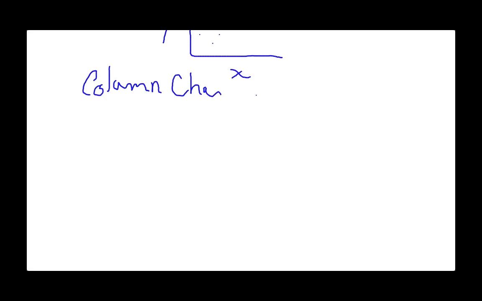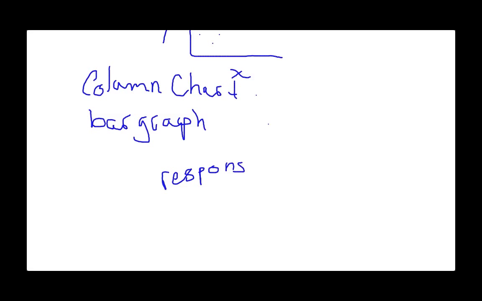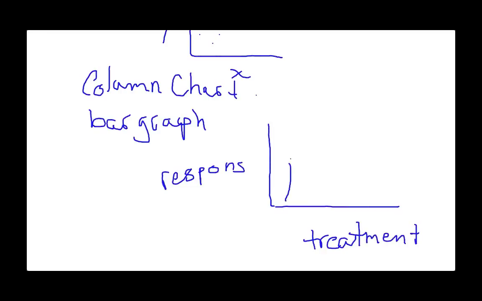Another common type of graph that we'll make is a column chart. Scientists usually call this kind of chart a bar graph, even though it's called a column chart in Excel. So we'll put our response variable again on the y-axis, and usually we'll end up with some sort of categorical variable or treatments in an experiment on our x-axis. And we'll have treatment A and treatment B, and we'll see how they responded.